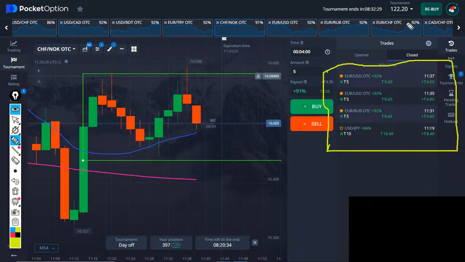Let me give you an example. If you have a $1,000 account, that would be $220. If you have a $10,000 account, that would be a $2,200 profit. Stop trading. Close Pocket Option. Come back the next day for a new session.